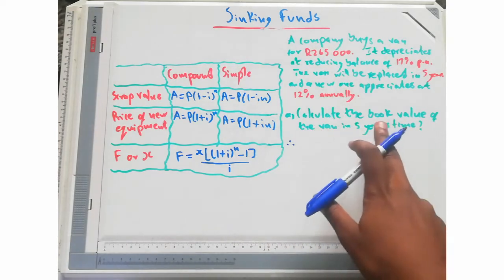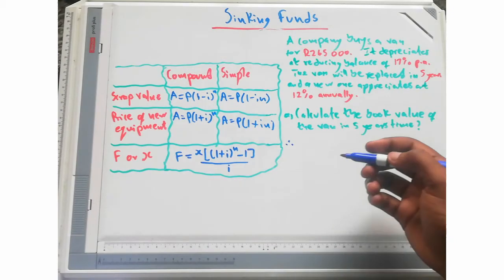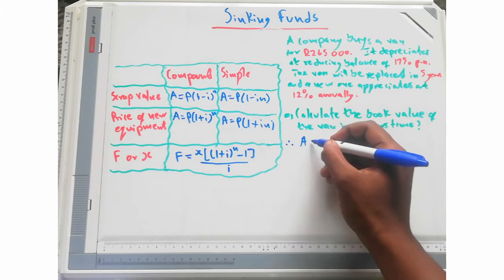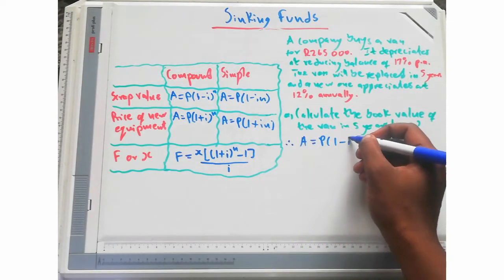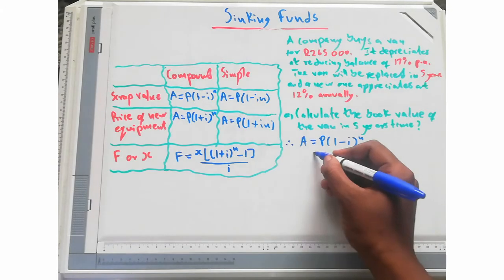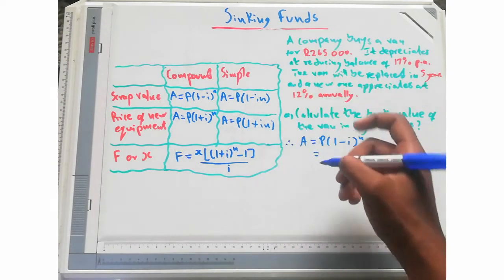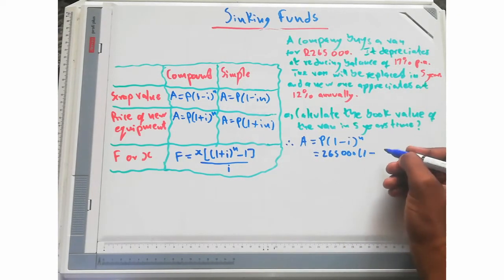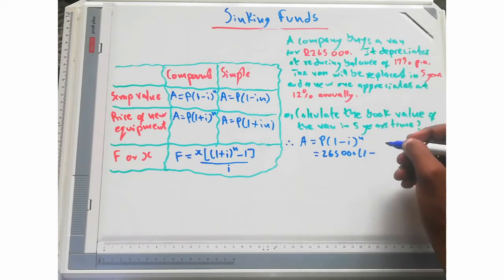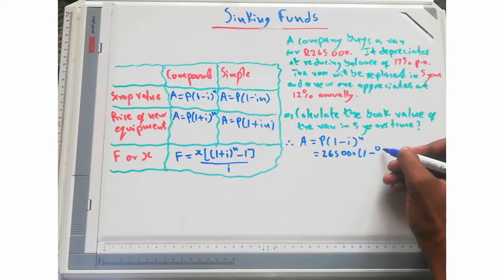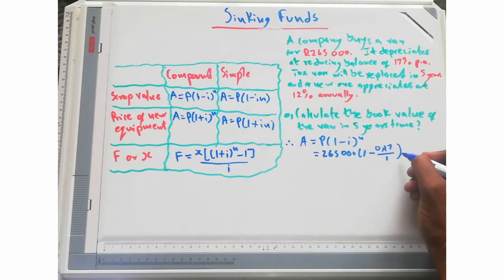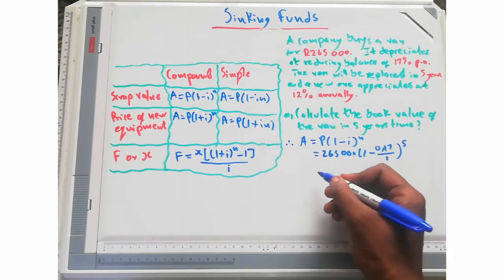So what do they want by book value? They want the scrap value. So you're going to use which formula? The compound formula. So your A is P into (1 minus i) to the power n. Your P is 265,000 rands. 1 minus your interest. It's 17%, but please write it here in decimal form, divided by 1, since you get it once per annum, all to the power of 5, for 5 years.